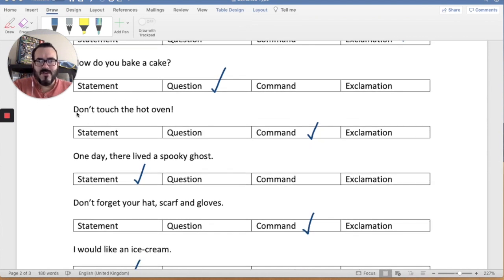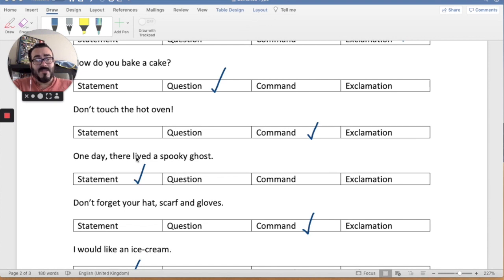Don't touch the hot oven. Well, it has an exclamation mark, but it doesn't go what a. If it was what a hot oven it is, that would be an exclamation. This is telling us what not to do. That's a command. It's telling us not to do something.